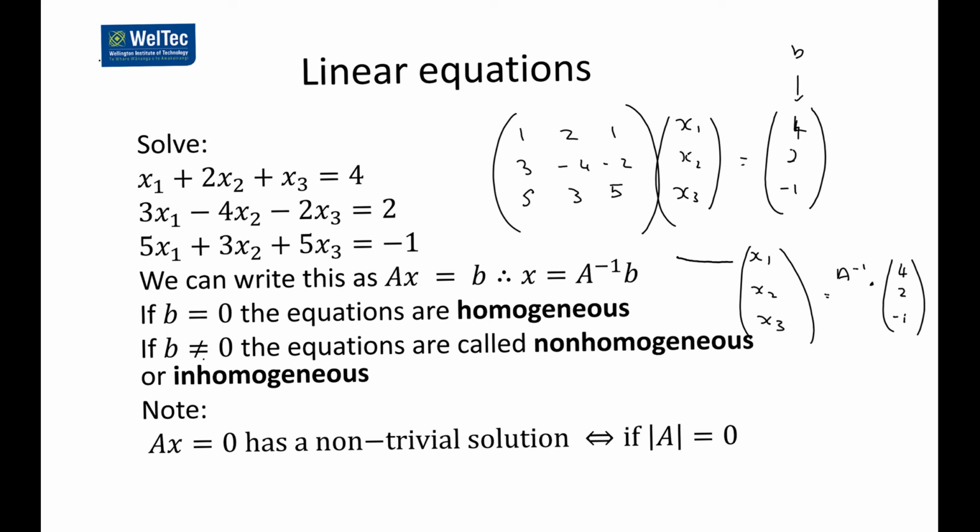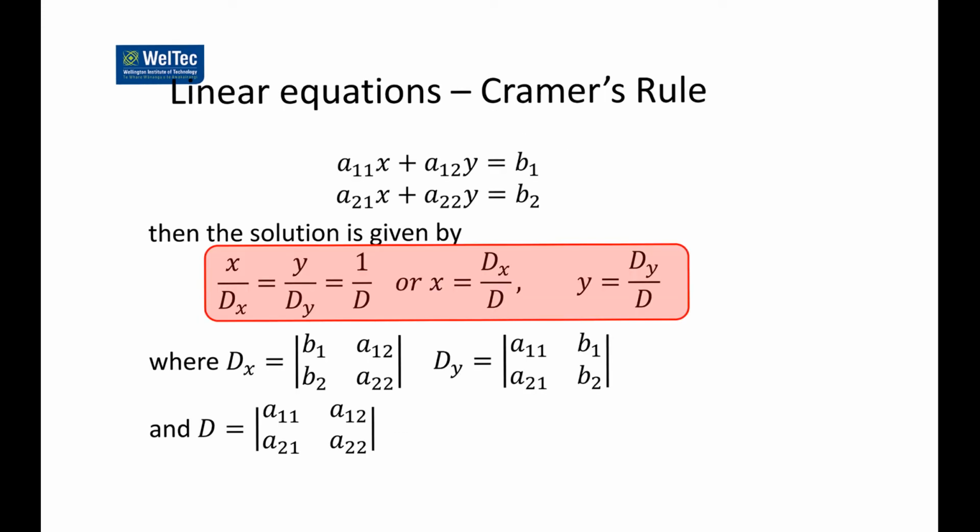And we say that there's a non-trivial solution if the determinant is equal to 0. This is one way of using a rule called Cramer's rule to work out what X and Y are in the system of equations given there, and it requires you finding the determinants of various little matrices. Dx is the determinant of B1, B2, A12, A22, and so on. And there's another way that I'll show you on the next slide.